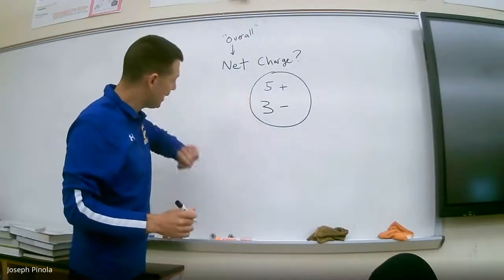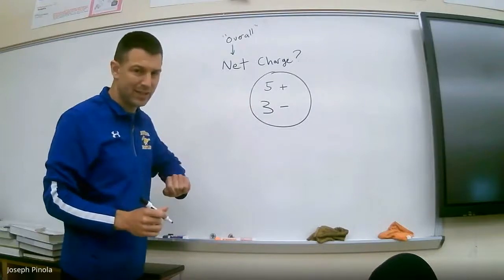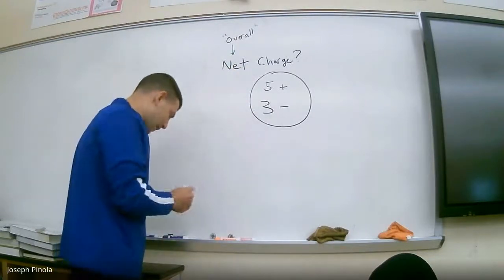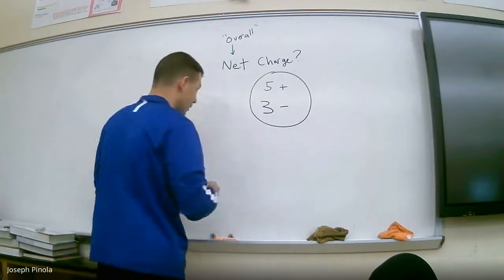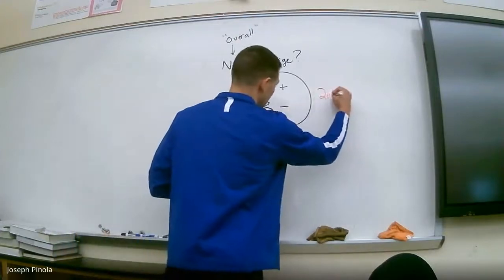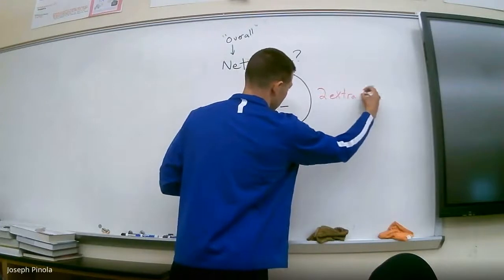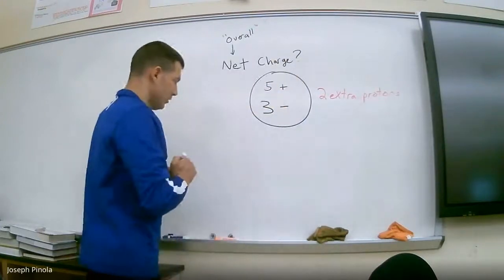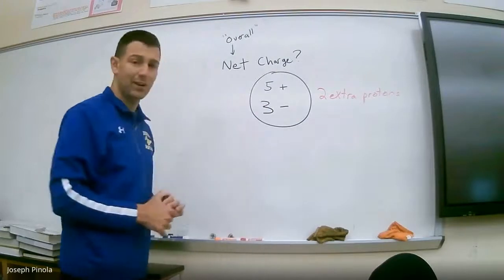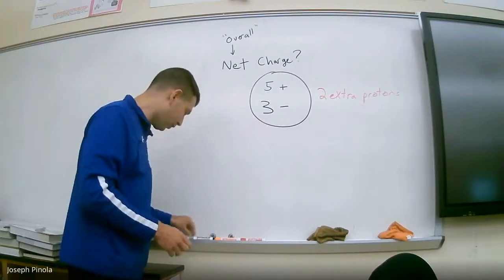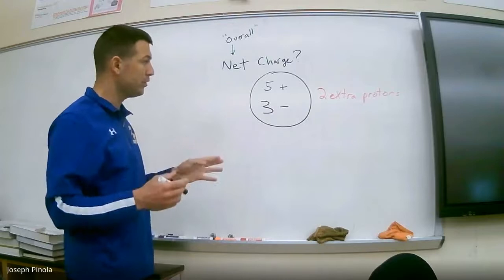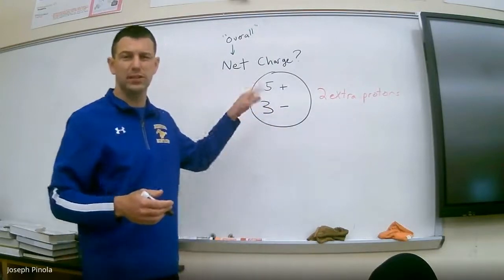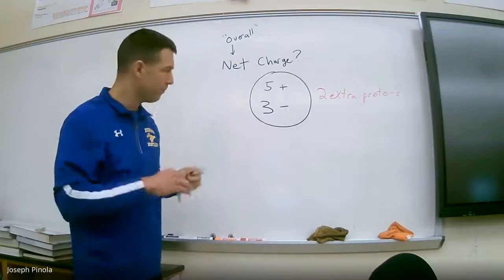Since there are 5 protons and 3 electrons, there are 2 extra protons. And so I'm going to write that here in red. There are 2 extra protons. So to truly find out what the net or the overall charge is, all we have to do is just consider the 2 extra protons, because the other ones will have canceled out.